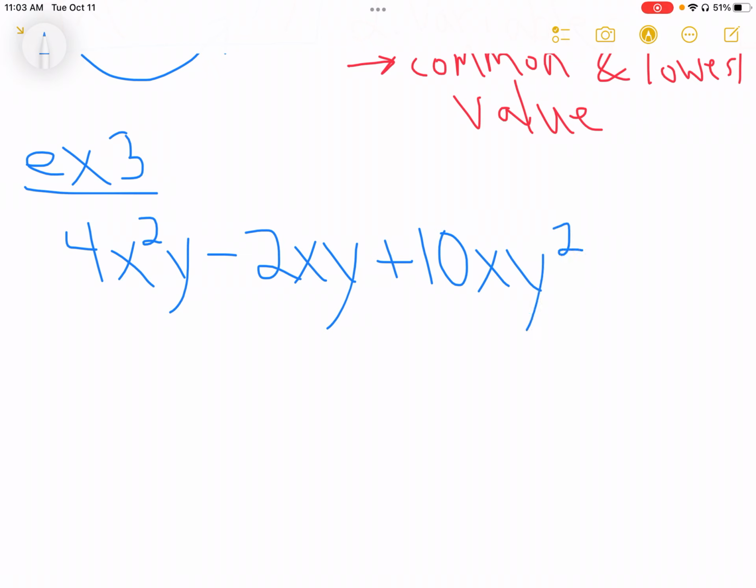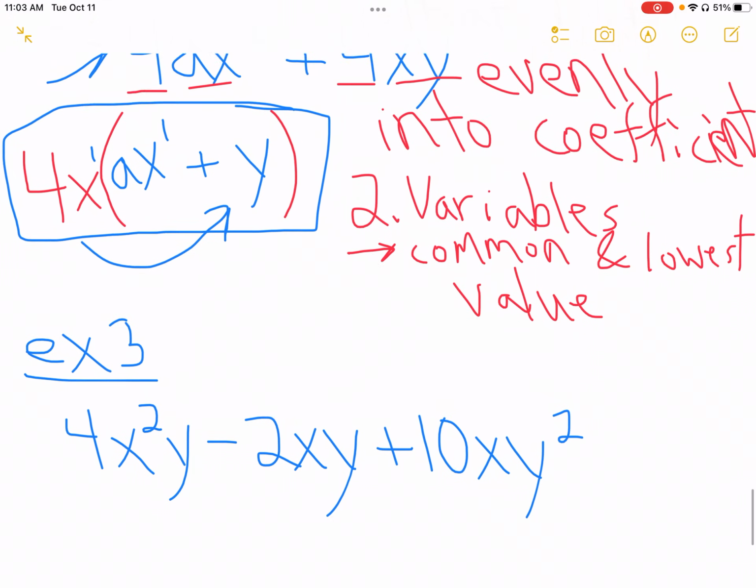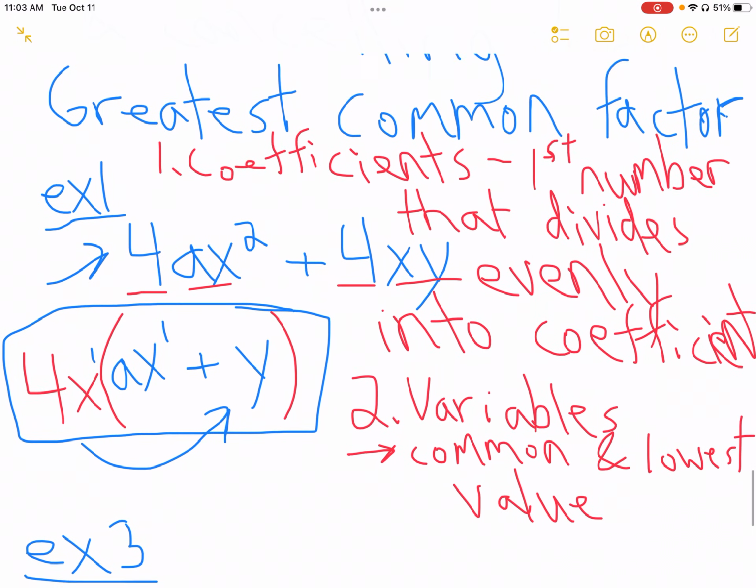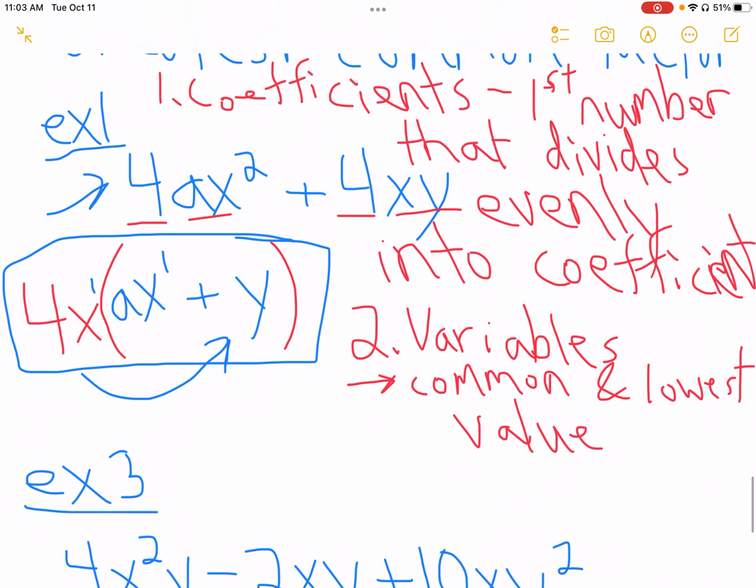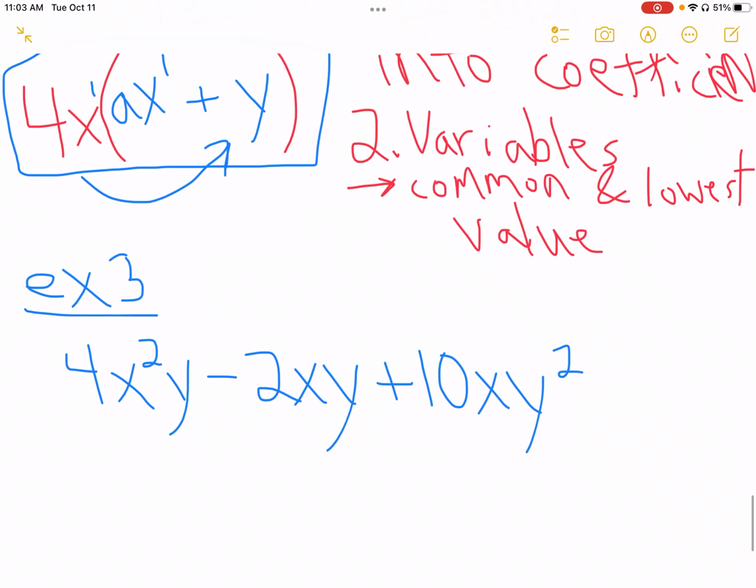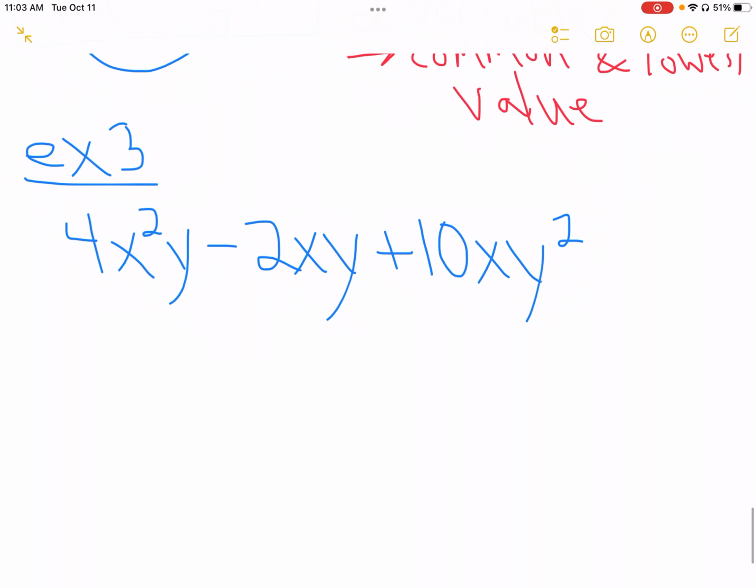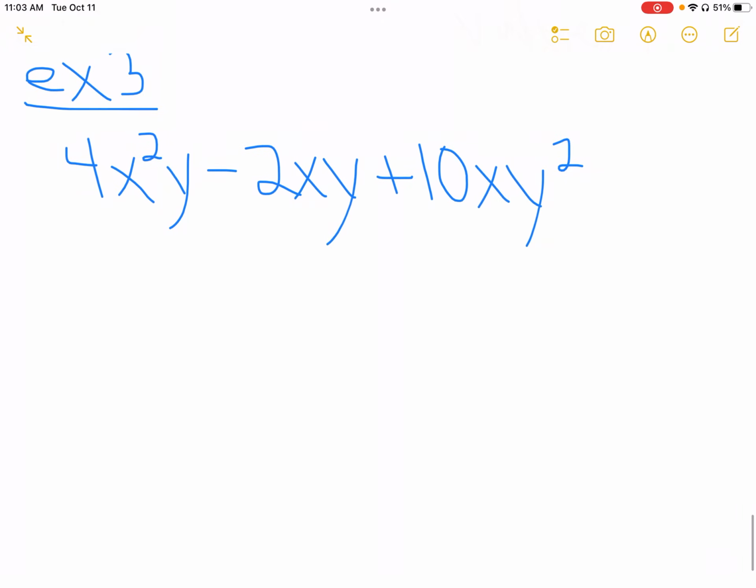All right, so now I gotta think of the same thing, right? So if we go back up here, where you can look at your notes, if I'm looking for my greatest common factor, I'm looking at coefficients first. So that's the first number that divides evenly into the coefficients. So what is a number that divides evenly into 4, 2, and 10? Well, that would be 2, right? So I could say, okay, then that's 2. I don't always have to use my different colors here. And then I gotta think about my variables. What's common between all these?